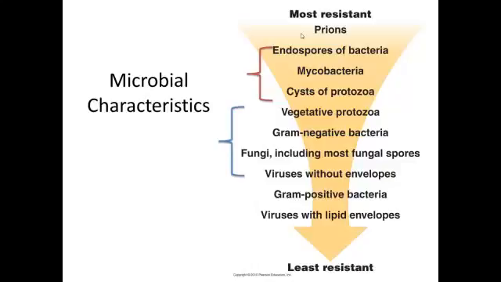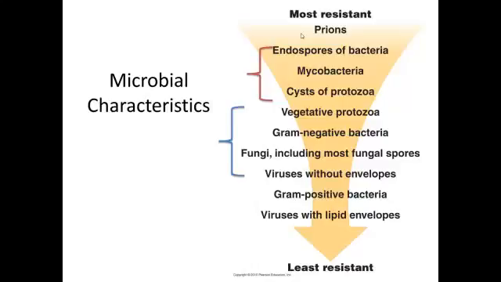Now your next group, your vegetative protozoa, your gram-negative bacteria, fungi including most fungal spores, and viruses without envelopes. These are resistant, but they're less resistant than the previous categories because they're actively living and moving around. So your control methods that disrupt proteins and disrupt membranes are going to be more effective. Okay, but generally your vegetative protozoa, they've got a cell wall that protects them to a certain extent. Gram-negative bacteria, because they've got that outer membrane, that makes it so it's hard for things to get into where it can actually do the job.